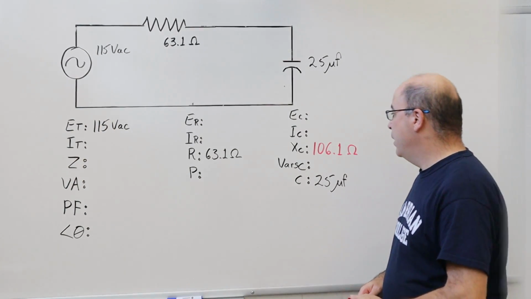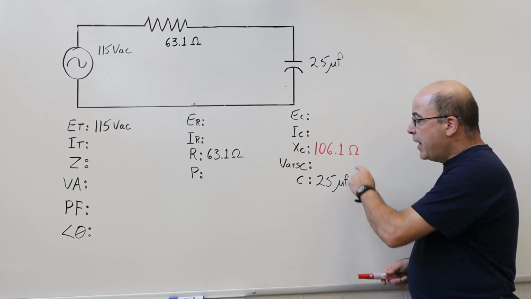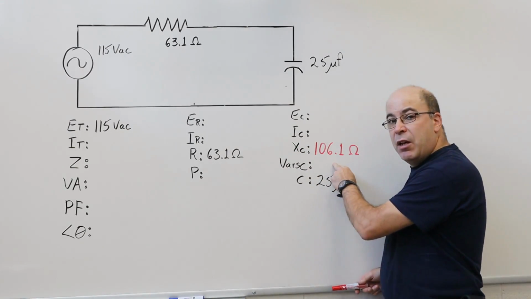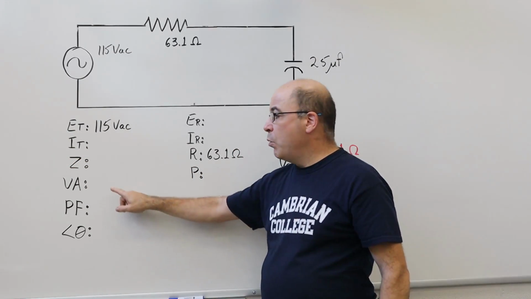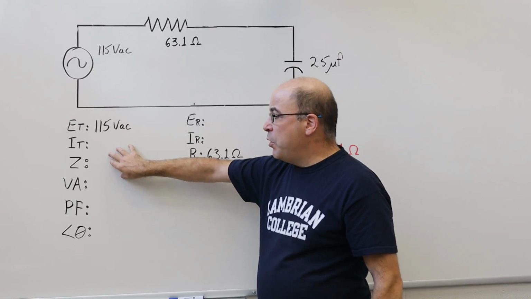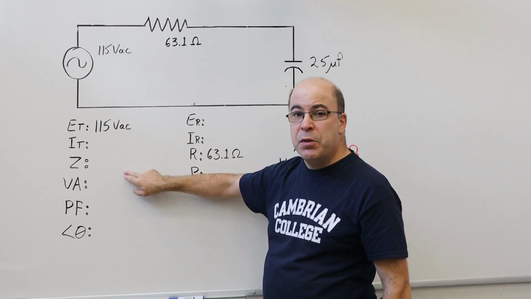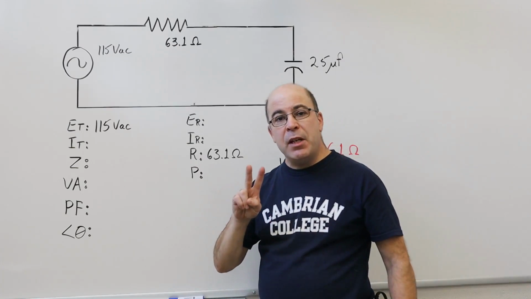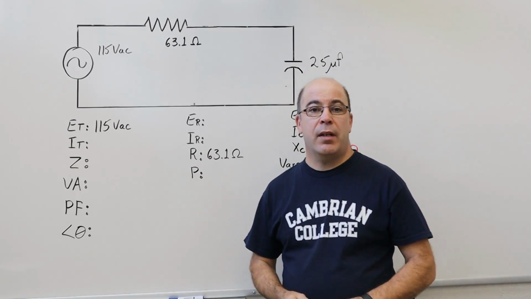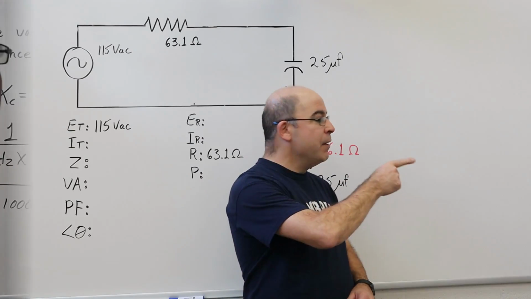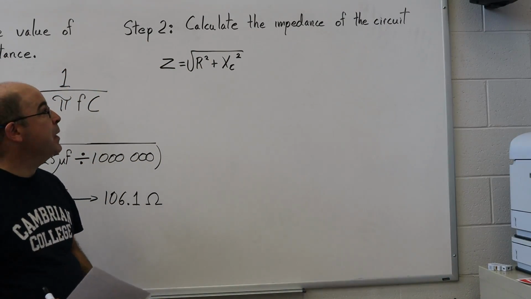Now that I have calculated the value of capacitive reactance, I now have two values that will allow me to calculate the value of circuit impedance, or Z. Once I have circuit impedance, I can now determine the current because I'll have two values for the entire circuit. So that's going to be our step 2. We're going to calculate the value of circuit impedance. Let's move back down that way.